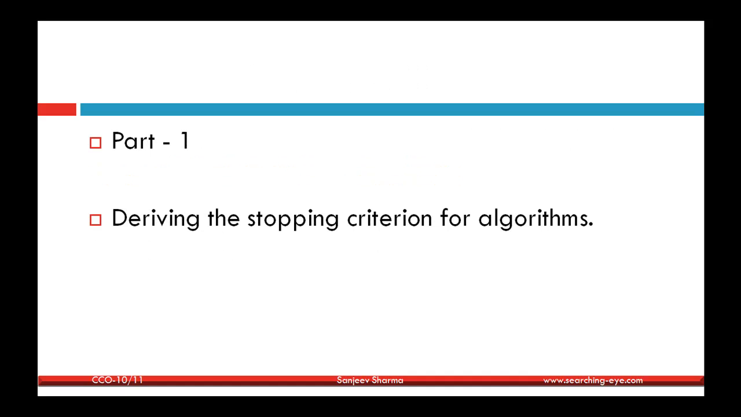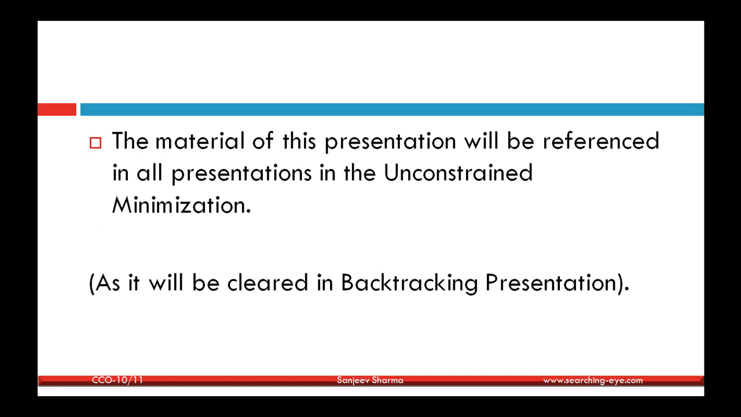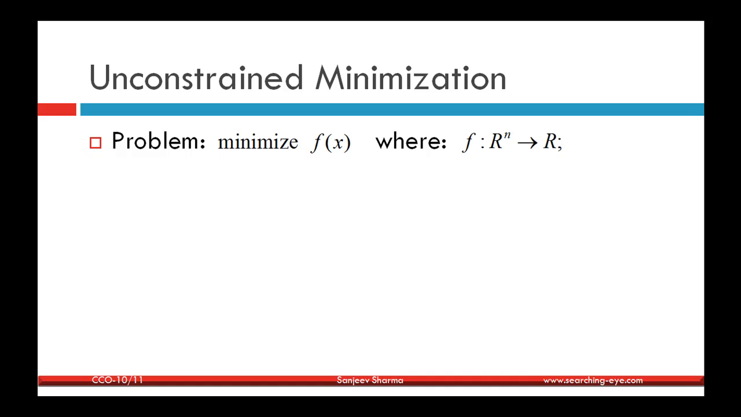In the first part of this presentation, I will discuss the stopping criterion for the algorithms. So here's a problem. We have a function f of x and we need to minimize this function, and we have no constraints. That is, the problem is unconstrained minimization, where f maps a vector in R^n to a real number. That is, f is a mapping from R^n to R. The variable x is a vector in R^n. We need to minimize this function without any constraint.